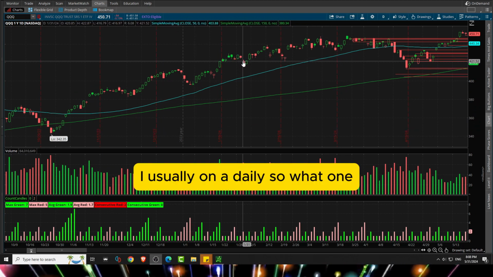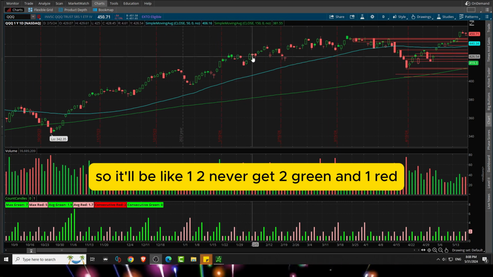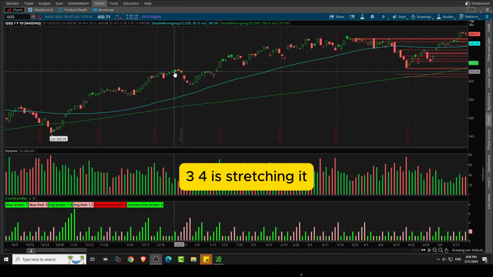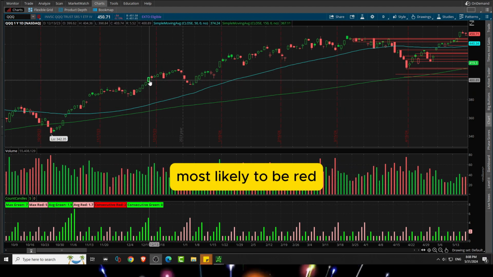So it'll be like one, two, and it would be two green and one red. See that? Or it'd be like one, two, three, four. Just stretching it. Max is five, and most likely, if it's five, most likely that's gonna be red.